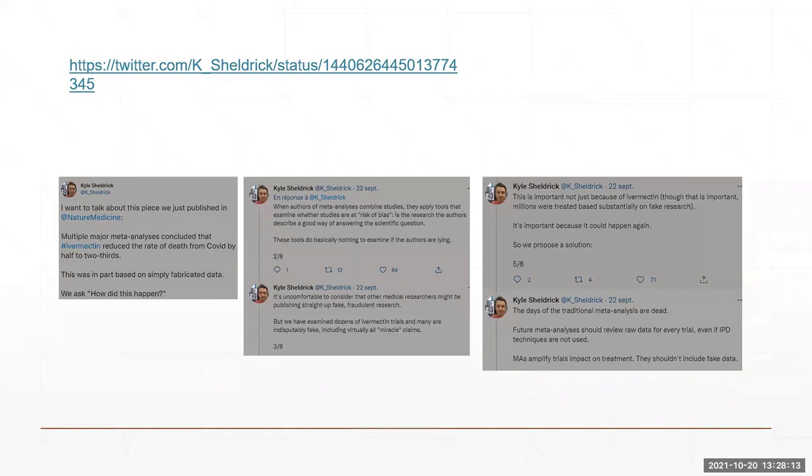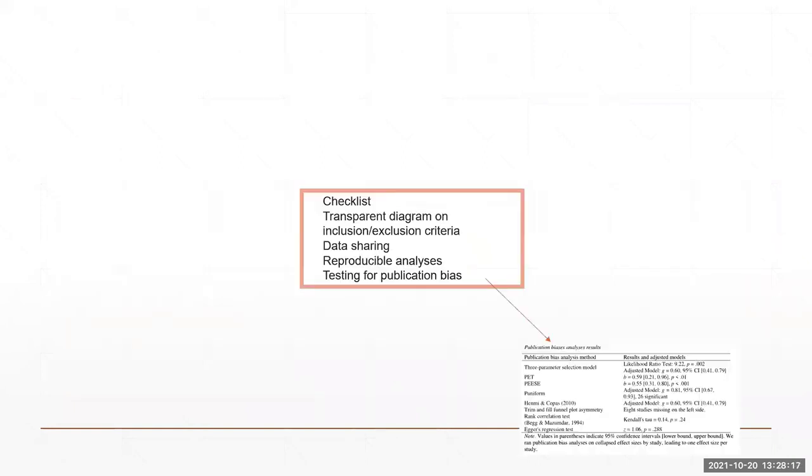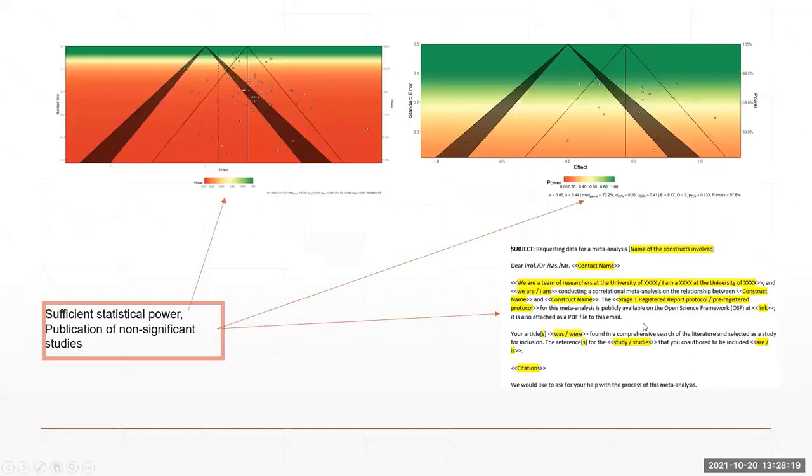And he said that we need to review raw data. One possibility to do it is by using these templates for email, like email every author and make sure they have the raw data. And if they haven't, be very careful if we think we have to include the studies in our meta-analysis or not.